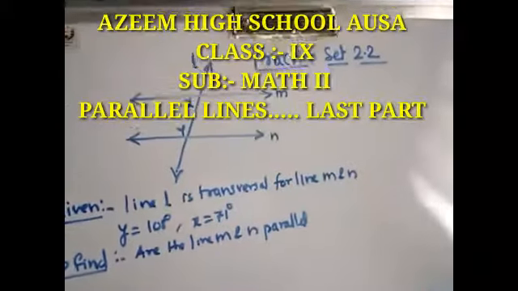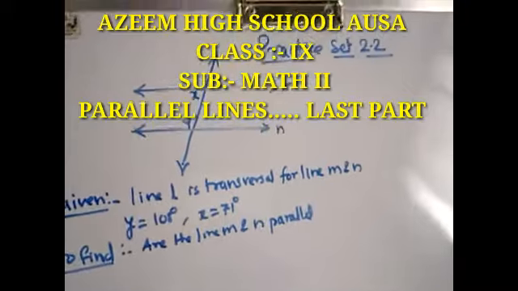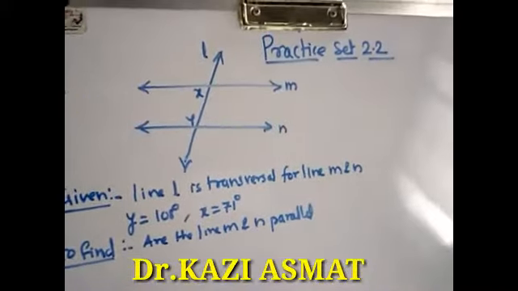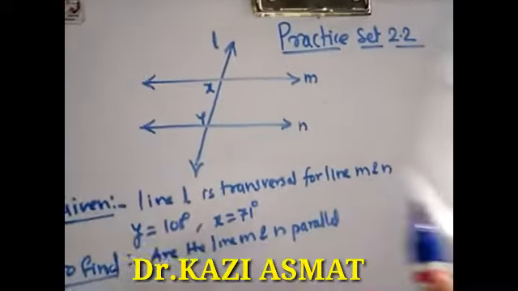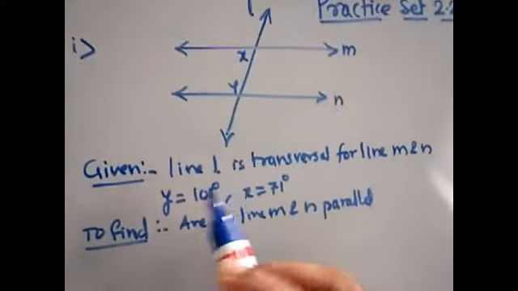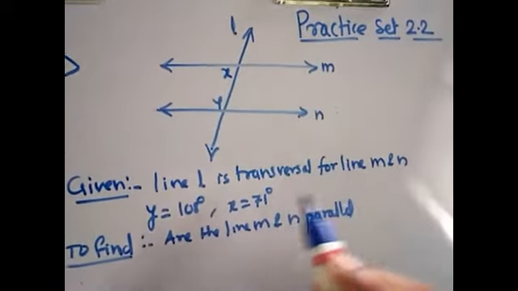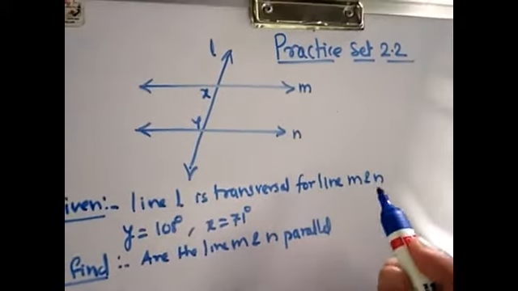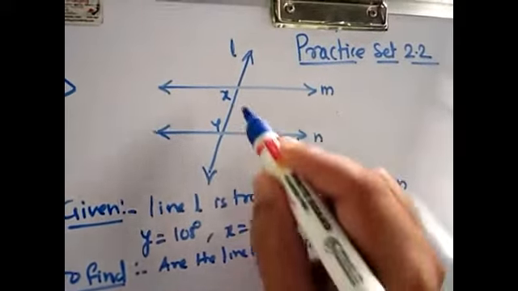All in practice set 2.2. That first question is that L is the transversal and M and N are parallel lines, and they will be given in this first problem that line L is the transversal for lines M and N, y is equal to 108 and x is equal to 71.